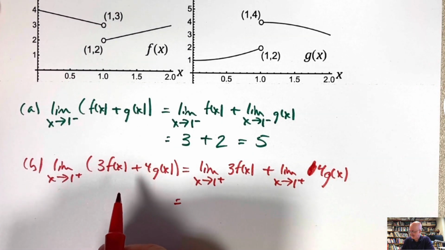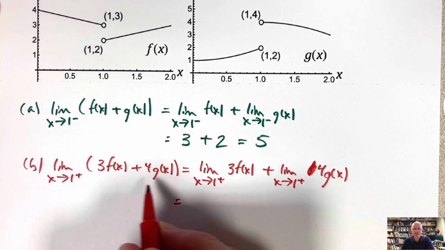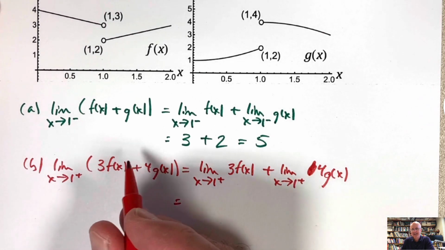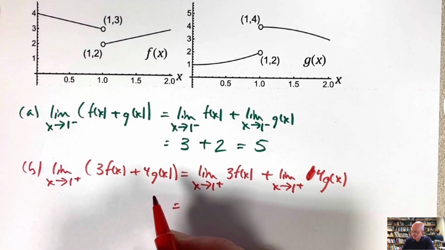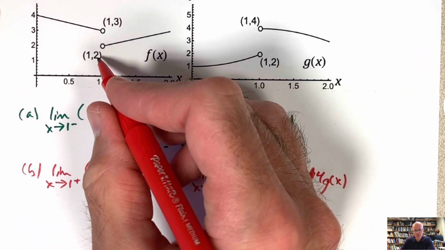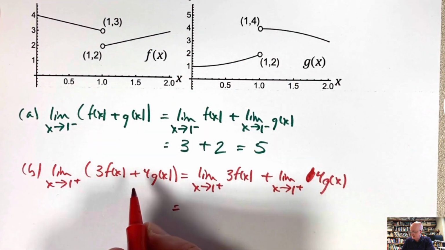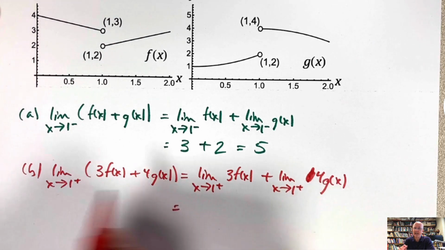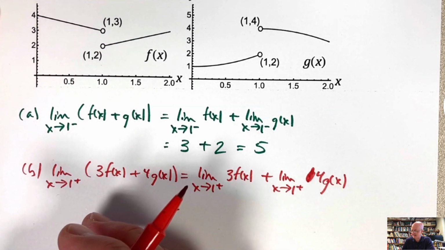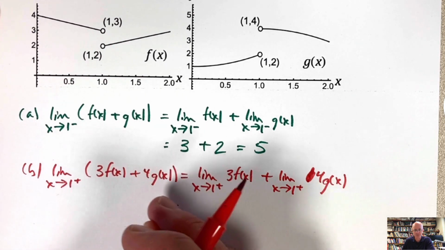Think about it. I'm letting x approach 1 from the right, and I'm wondering what happens to this expression as x gets closer and closer to 1 from the right. If you could figure out what f of x and g of x individually get close to, and in fact you can see what they get closer and closer to, 2 for f of x, as I'm approaching 1 from the right, and 4 for g of x. This is getting closer and closer to 2, this is getting closer and closer to 4. Intuitively, it should make sense that this entire expression gets closer and closer to 3 times 2 plus 4 times 4.